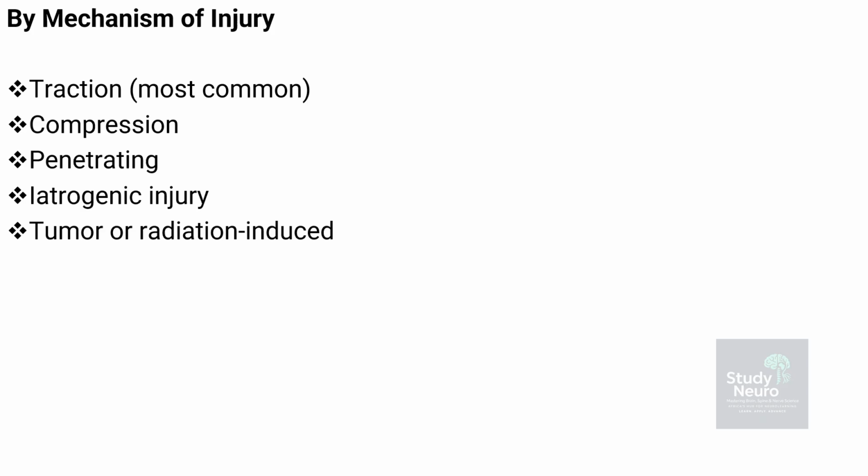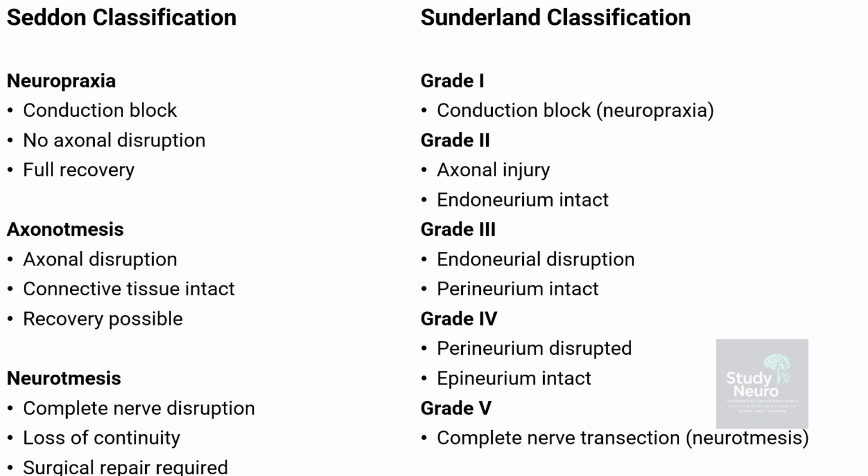Traction is the most common cause, but compression, penetrating trauma, surgical or iatrogenic causes, and even tumors or radiation can damage the plexus. Medically, nerve injuries are described using the Seddon and Sunderland systems. In Seddon's classification, neuropraxia refers to a simple conduction block with no axonal damage and usually full recovery. Axonotmesis involves disruption of the axon while the surrounding connective tissue remains intact, so recovery is possible.